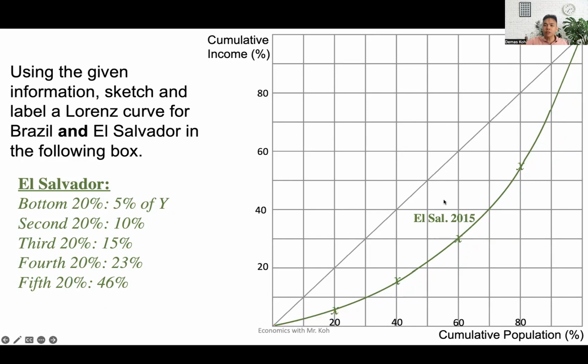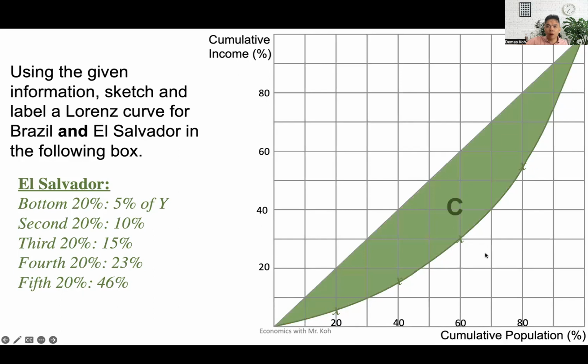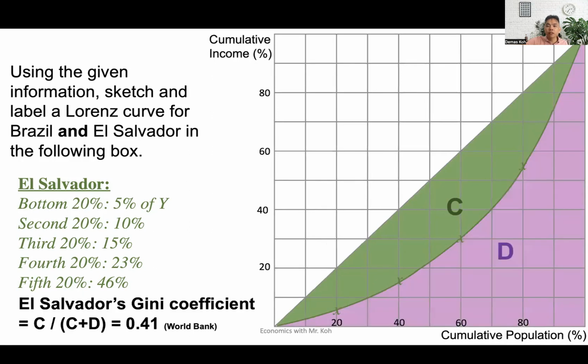All right, so I'm just going to remove the curve that I sketched for Brazil, and then again show how the Gini coefficient is calculated, right? So area C divided by area C plus D, that's for El Salvador, and you get a Gini coefficient of 0.41. Again, I got this data from the World Bank.